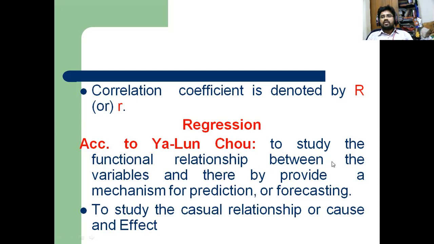Here, we study the functional relationship between the variables and thereby provide a mechanism for prediction. Last class we discussed how we can do forecasting and prediction. When the price is increased from 5 rupees to 6 rupees, how much will demand fall? That is, we predict the future value or forecast future patterns, right? So regression can provide a mechanism for prediction as well as forecasting, whereas with correlation, we cannot predict and we cannot forecast.